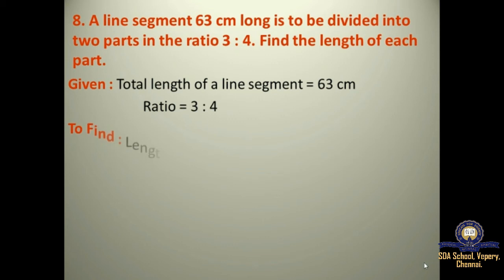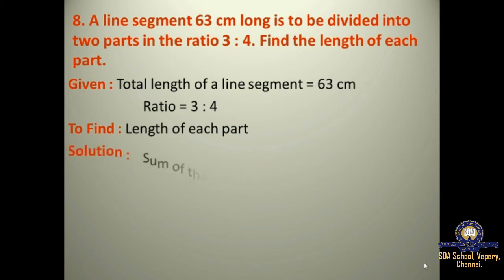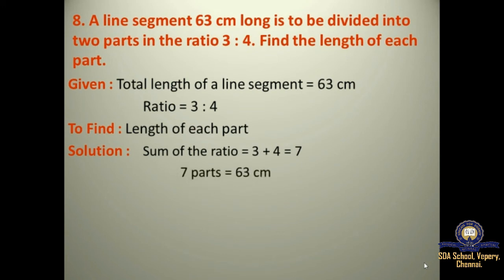Now what are you supposed to find? You are supposed to find the length of each part. So it is similar to the previous sums. The first step is you are going to find out the sum of the ratios, that is 3 plus 4 is equal to 7. So 7 parts is equal to 63 centimeter, and for one part you will be dividing 63 by 7 and the answer is 9. So for one part the answer is 9.